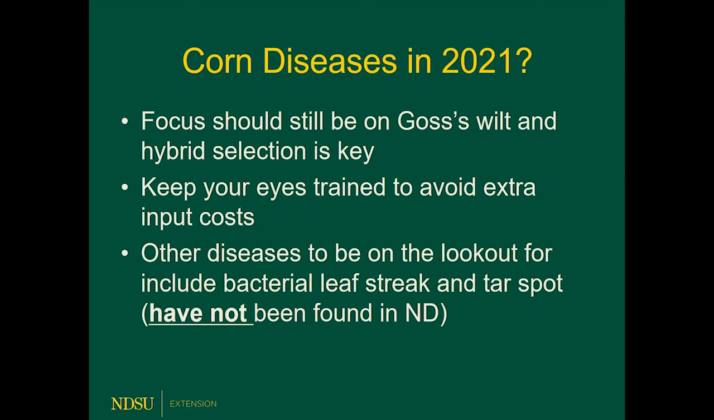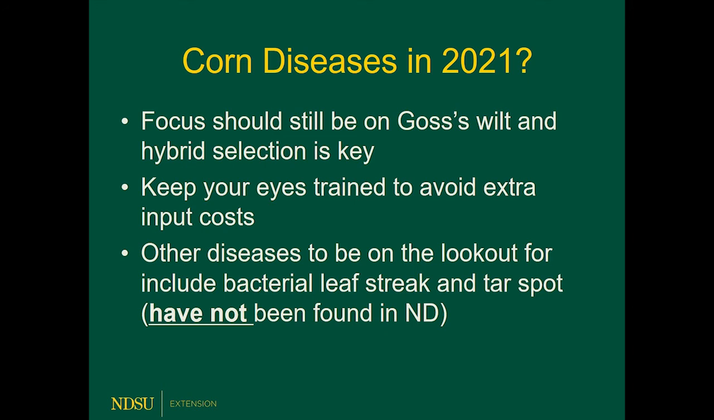So speaking of 2021, what can we look at as far as being important for corn production and diseases? Focus should still be on Goss's wilt, and hybrid selection is key. But I always encourage everybody to keep your eyes trained to avoid extra input costs, meaning that we should not be applying a fungicide for a Goss's wilt problem.